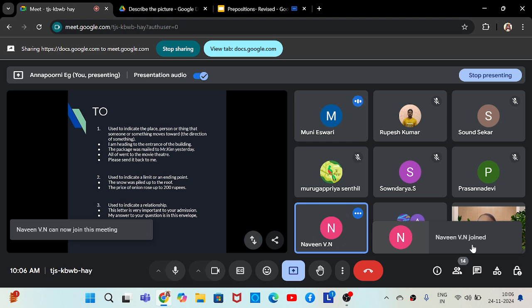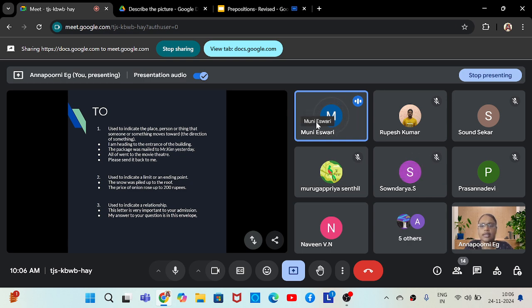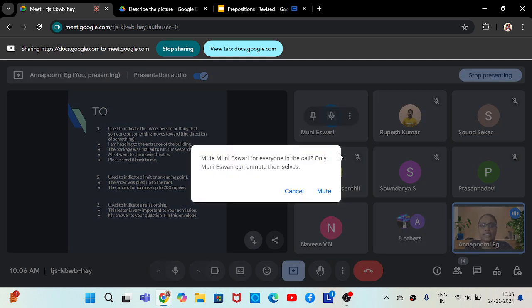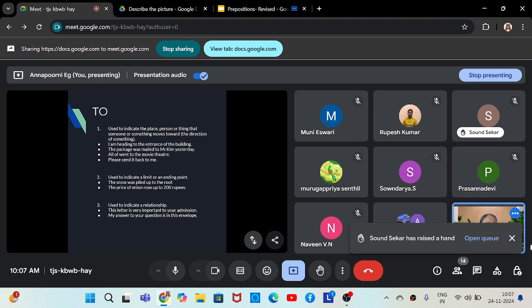To is used to indicate the place, person, or thing that someone or something moves towards. Imagine that you are moving towards a direction, so we use the preposition to: to a mall, to the beach, to the park, likewise. We have 4 examples also here. Pratika, can you read the first 4 examples?